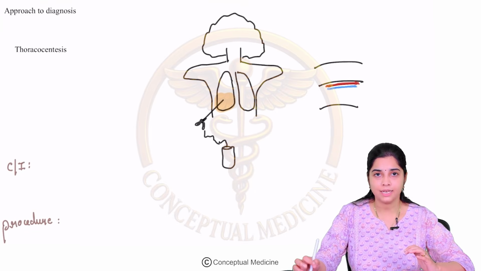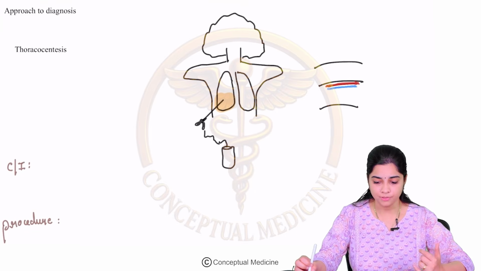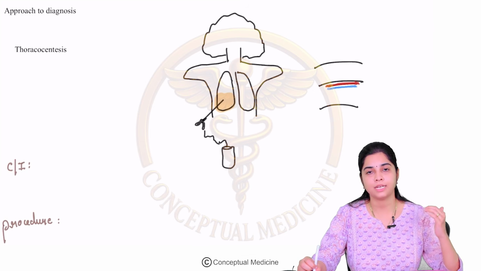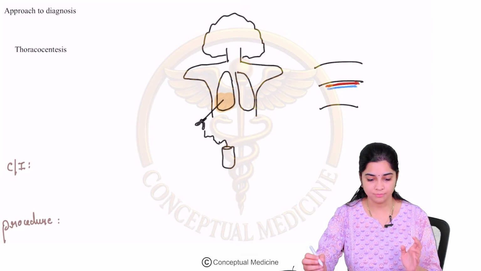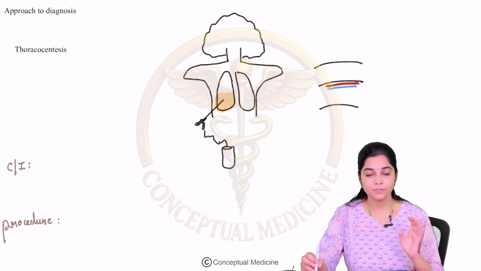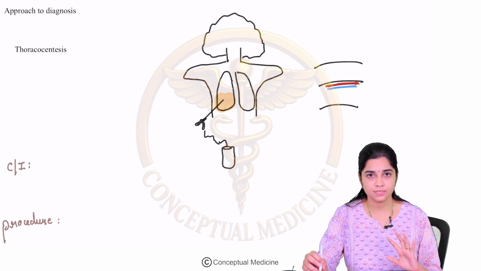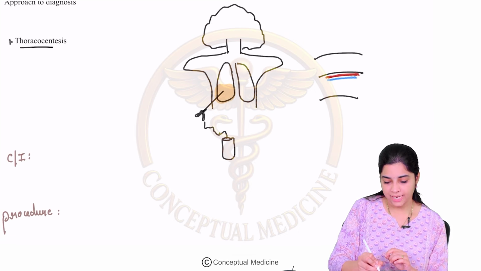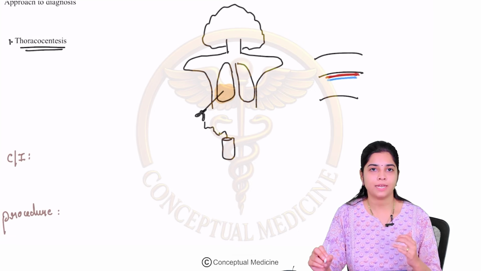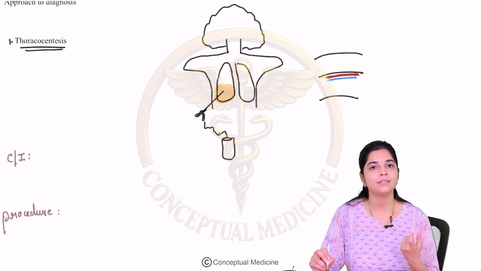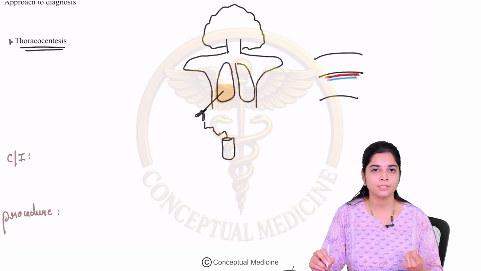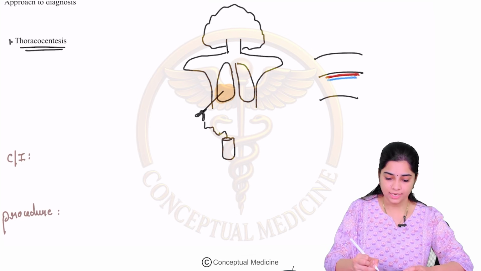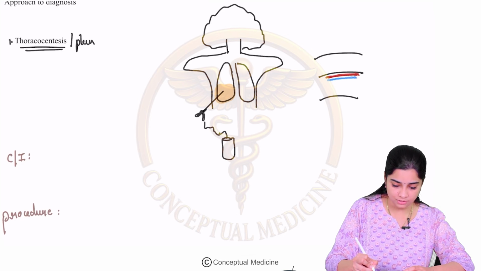Now let us understand the approach to the diagnosis of a pleural effusion. Now you have done a history, you have done a physical examination, and you have found that the patient is having pleural effusion, right? So the first step would be you try and obtain a thoracentesis. What do you mean by thoracentesis? You put a needle into the pleural space and you draw the fluid and send it for examination, right? So this is a thoracentesis or a pleural tap.